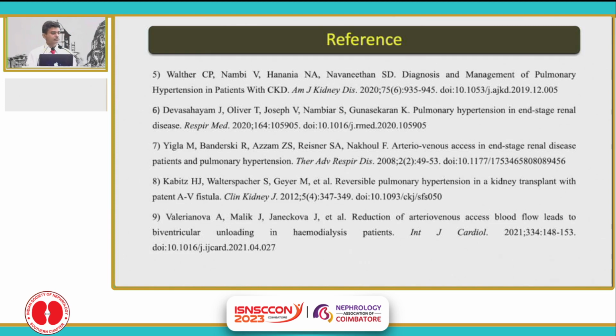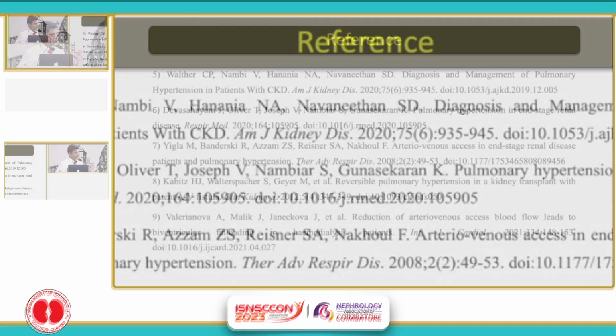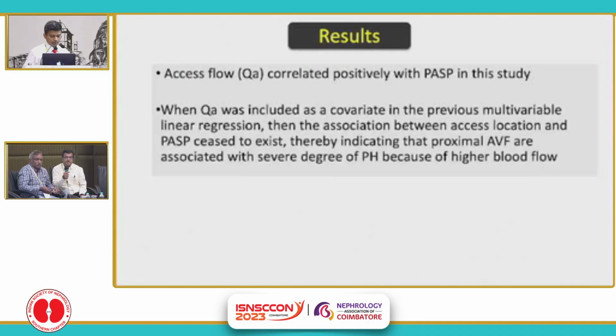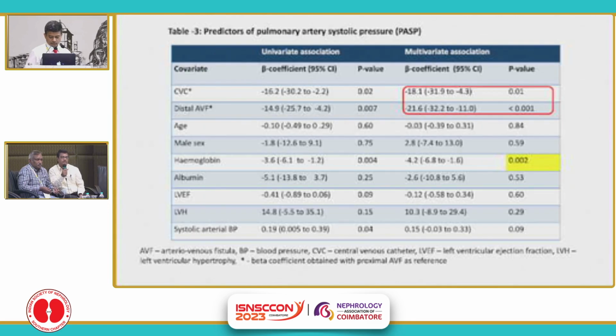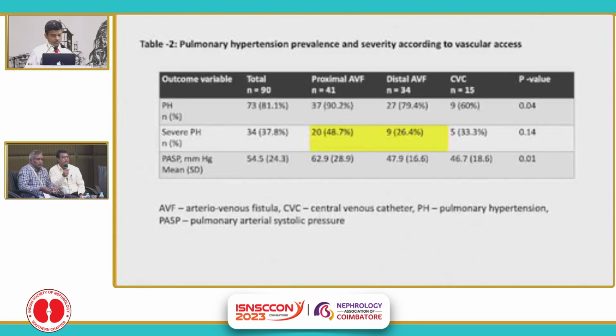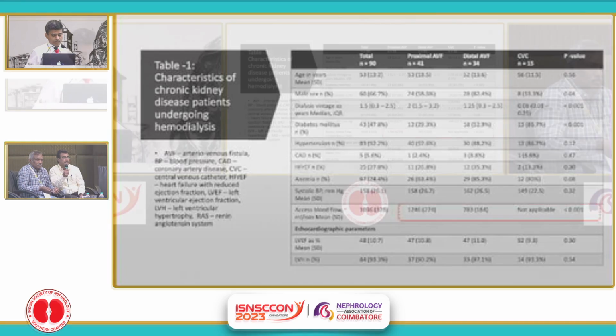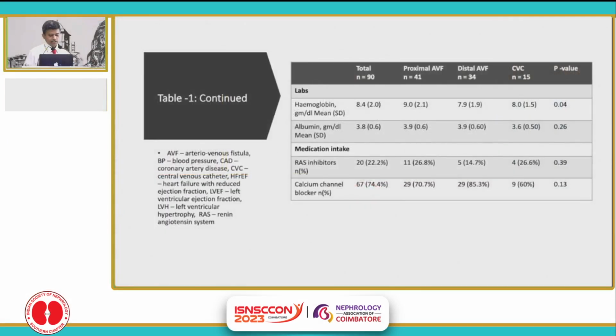That was a nice paper. Was this pulmonary hypertension treated? No, sir. These patients were on some drugs, you can see in table 1, like ARBs and calcium channel blockers. None of them was on sildenafil citrate or any other endothelin antagonist like bosentan. Okay.